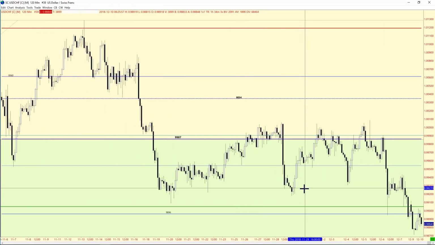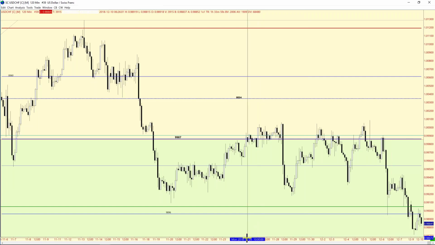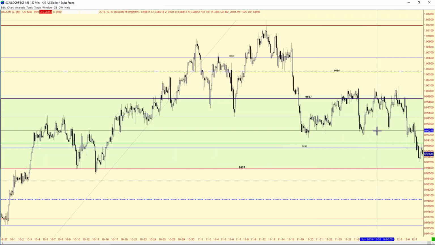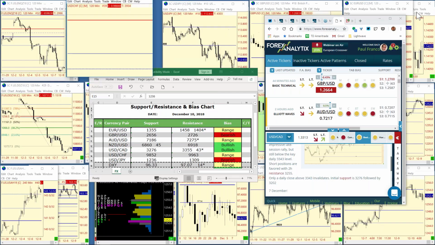Resistance on the upside is right there, 99.27. Right there, give me a better idea. And you can see some pretty good volume coming in down there. So 99.27, we'll call it 99.28.